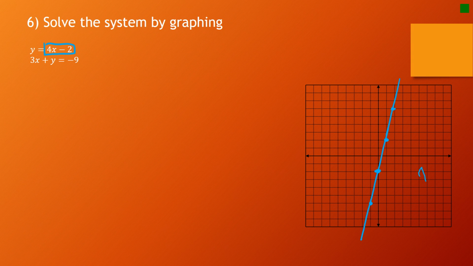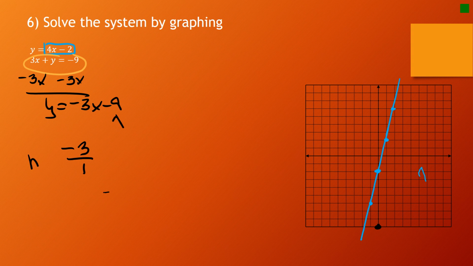All righty. This next one is no good because the y is not alone. So I have to get y alone by subtracting 3x. So y is going to equal negative 3x minus 9. So I begin down here at negative 9. Now my slope is negative 3 over 1. That usually means down 3, right 1. I can't do that. So instead of down, I'm going to go up 3 and left 1. So I'm going to go up 1, 2, 3, left 1. There it is.